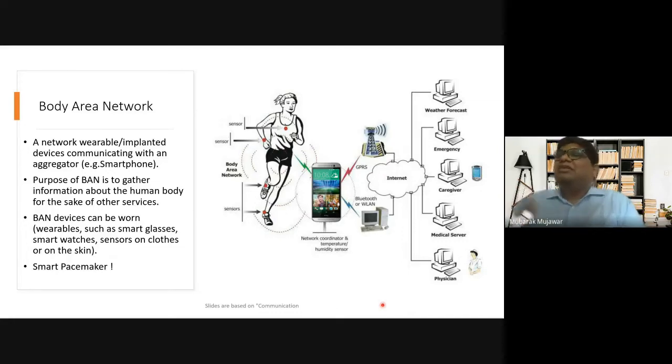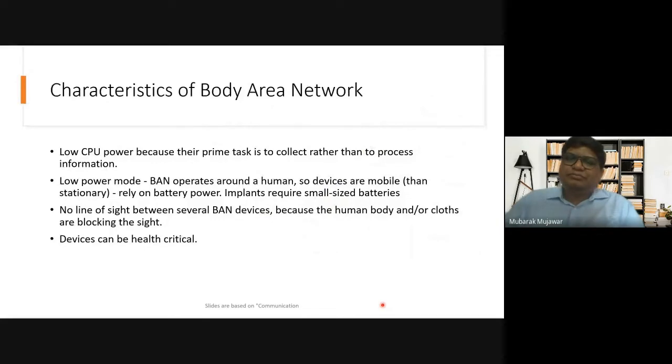Now let us look at what the characteristics of this body area network are. One of the characteristics is that it should use very low CPU power, because their important task is to collect the data rather than process the information. For example, a smart pacemaker should be collecting only data. It need not process all the data on the go. So they should use low CPU power.